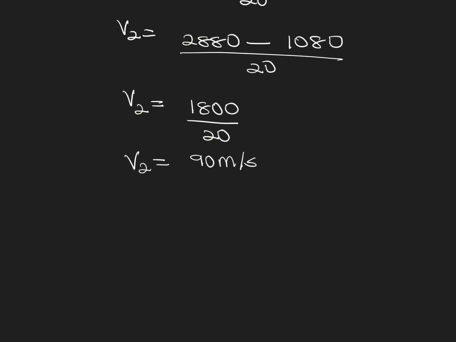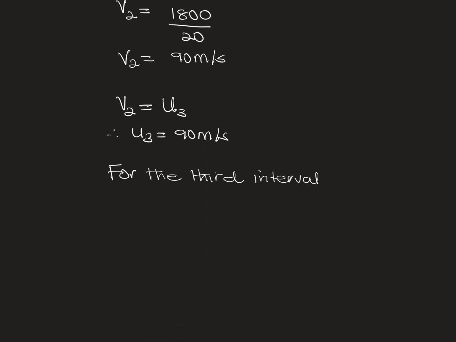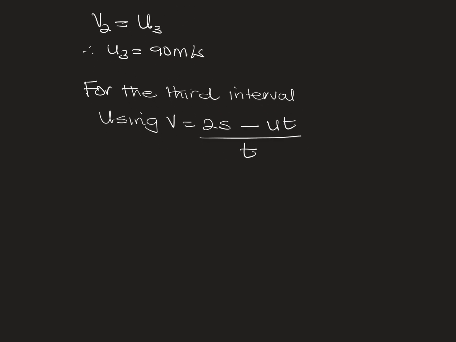Okay, so the final velocity for the second interval will be the initial velocity of the third interval. Therefore, u3 is equal to 90 meters per second. Okay, for the third interval, using V = (2s − ut) / t, we can say V3 is equal to (2s3 − u3 t3) / t3.